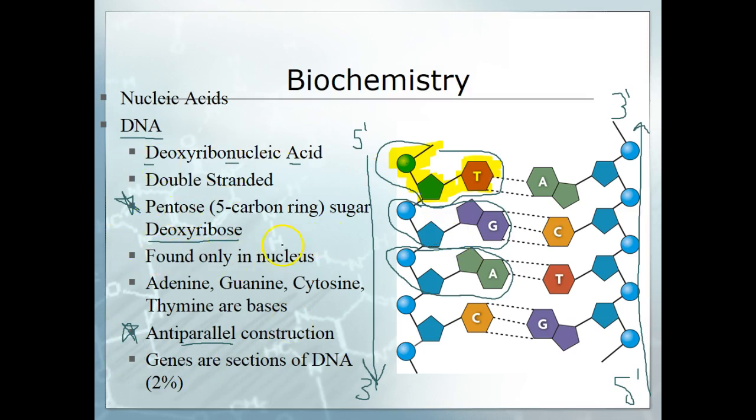The sugar in DNA is deoxyribose. We've established that. DNA is only found in the nucleus. DNA, like I said over here, is only composed of adenine, guanine, cytosine, and thymine. These are the A, T, C, and G's you see over here. Those are nitrogenous bases.